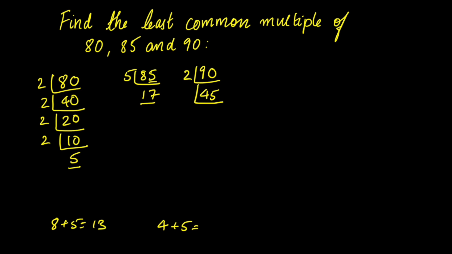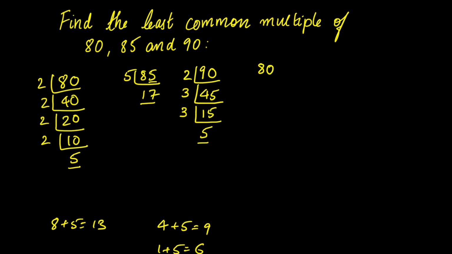45 is odd, so it cannot be divided by 2. 4 plus 5 gives us 9, which is divisible by 3. 3 times 15 gives us 45. 1 plus 5 is 6, which is divisible by 3. So 3 times 5 gives us 15. At this point we can stop this process since 5 is a prime number.